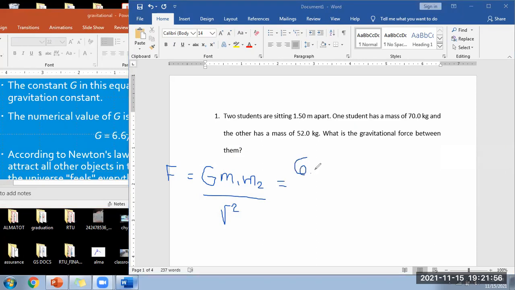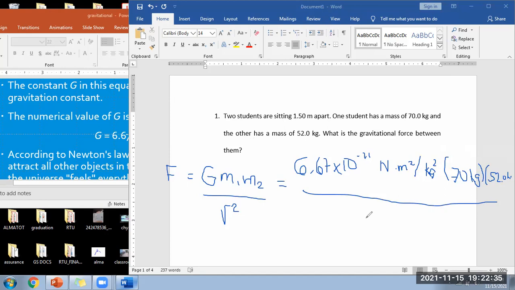So meron tayong 6.67 times 10 raised to negative 11 Newton per meter squared over kilogram squared. Times daw natin siya sa 70 kilogram times 52 kilogram. Divide the R squared, which is ano yung R squared natin? Ito yung 1.5 meter.